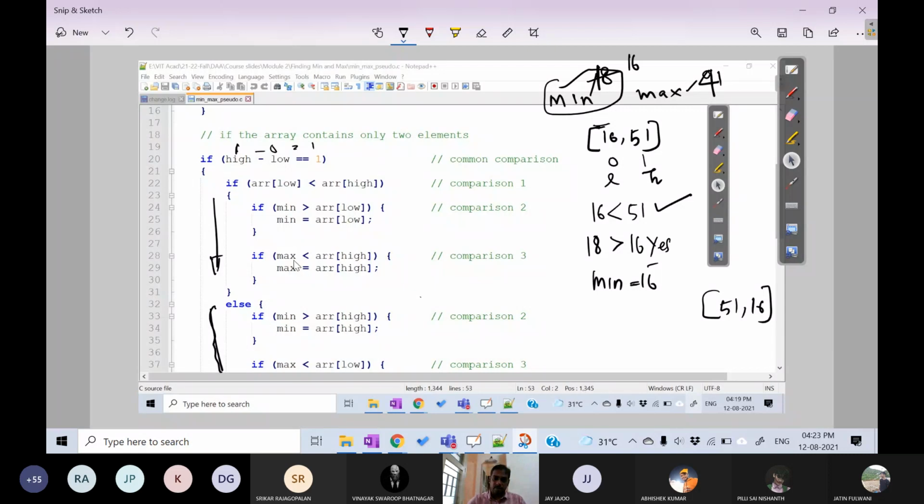Now, if maximum is less than array of high, what is maximum? Current maximum is 41. Is it less than array of high? What is array of high? It is 51. 41 is less than 51. That is true.